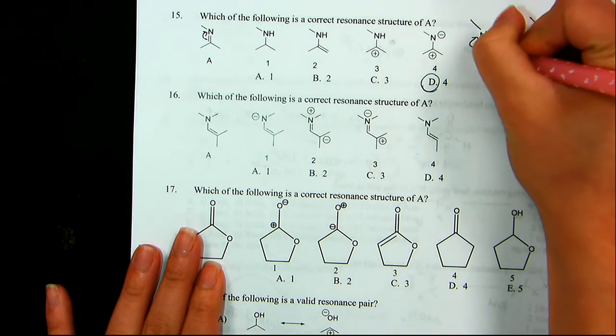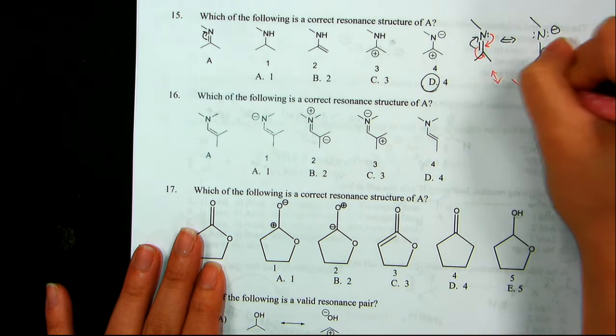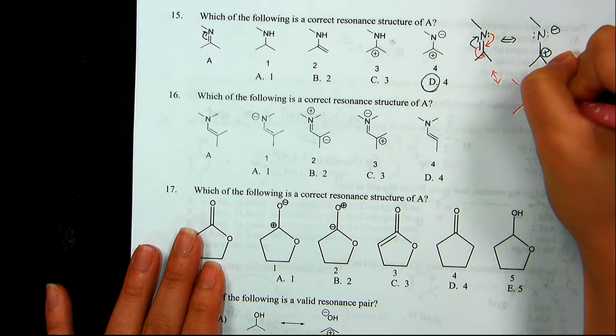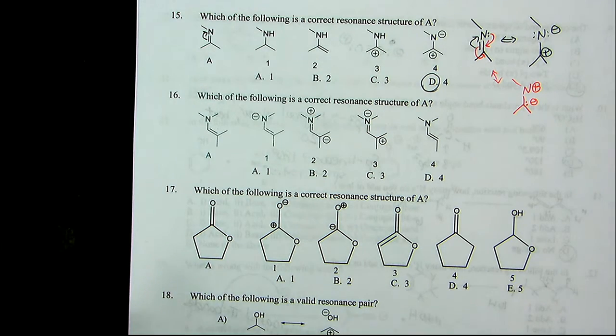Going down this way and moving that lone pair towards our carbon, because what you form is a positive charge on nitrogen and a negative charge on carbon. Carbon would much rather have a positive charge than nitrogen having a positive charge. Again, the more electronegative atom will want to take that negative charge.